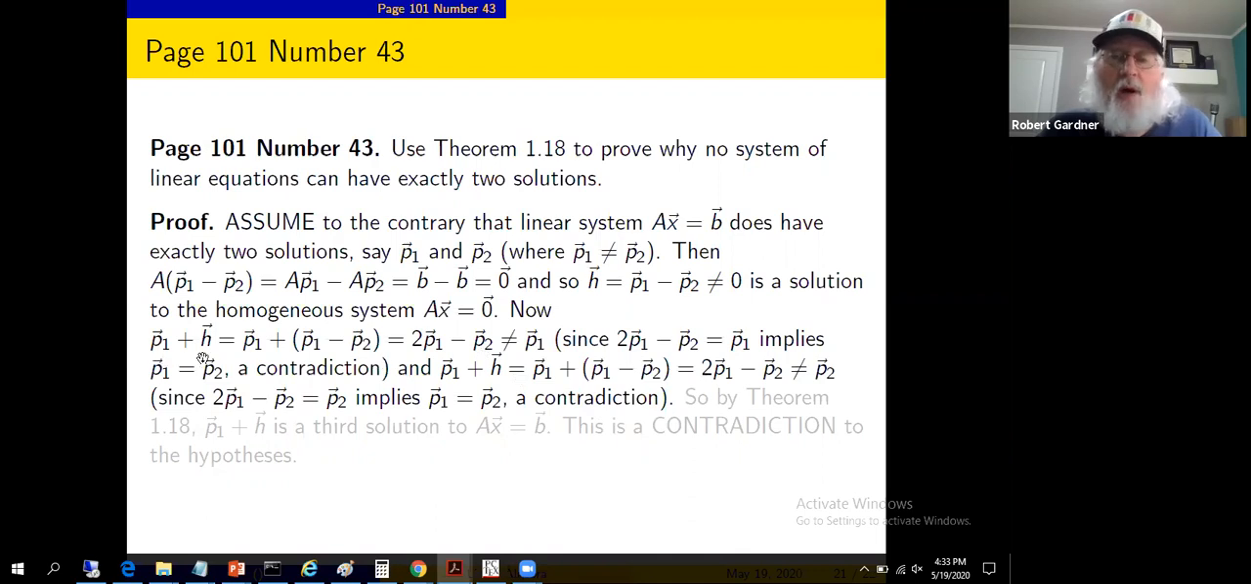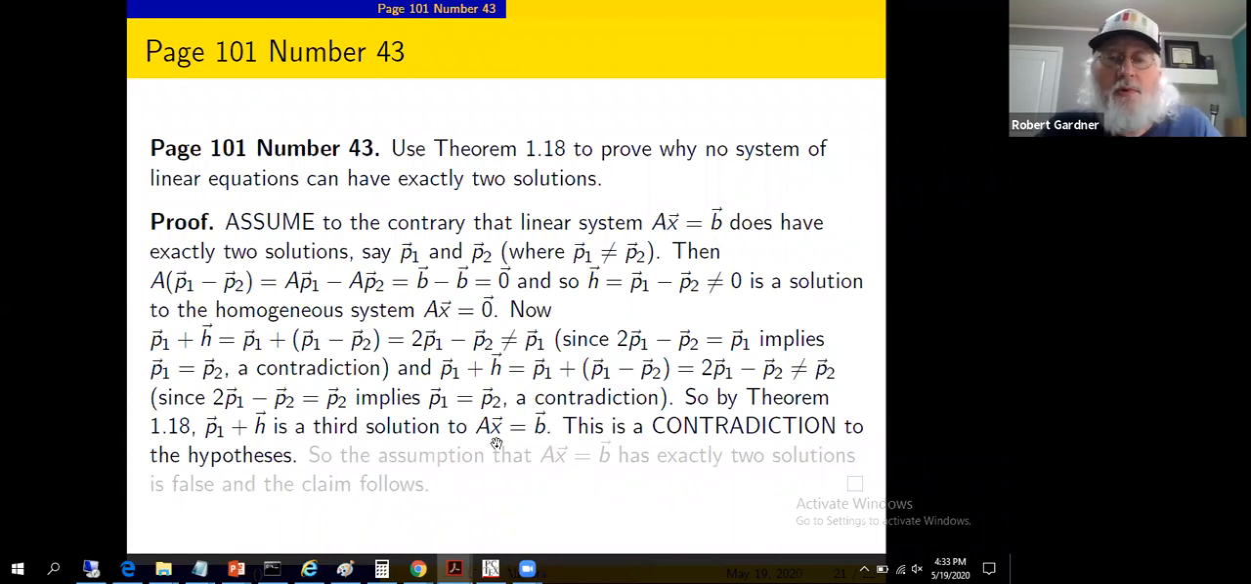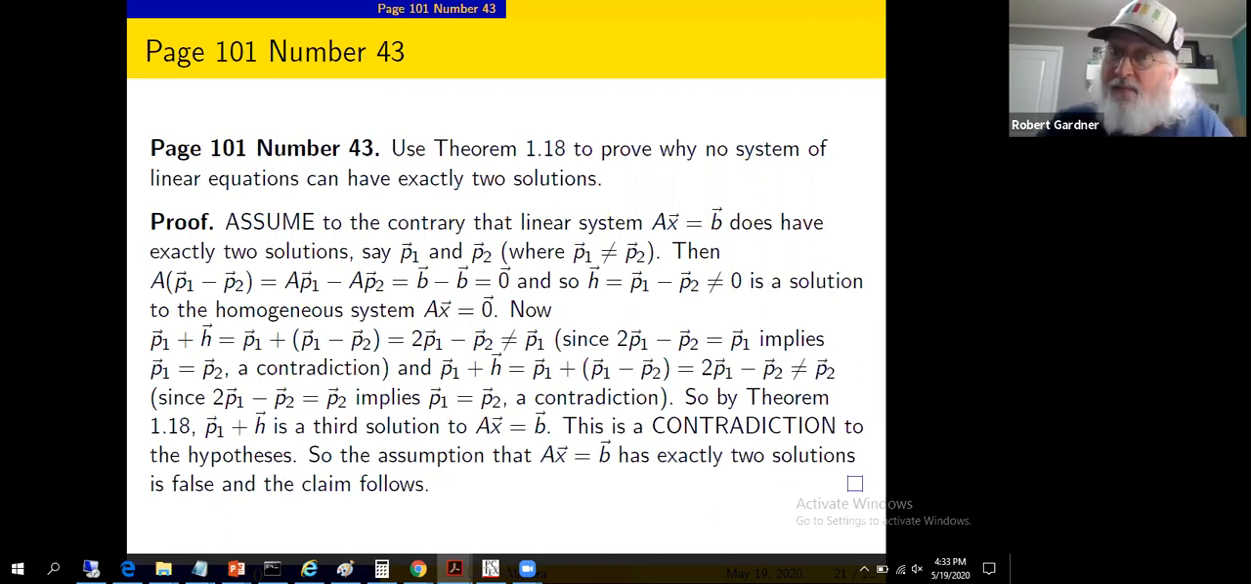Things of this form are solutions to the original system of equations, AX equals B. Well, we assumed there were exactly two solutions. There can't be two solutions. If you got two solutions, I'll find you a third solution, contradicting the assumption that we had two solutions. All right. So our assumption that there's exactly two solutions is false. Can't have exactly two solutions. Of course, you know what happens. It either has one solution or it has infinitely many. And you know where they come from. They come from free variables, that infinitely many.